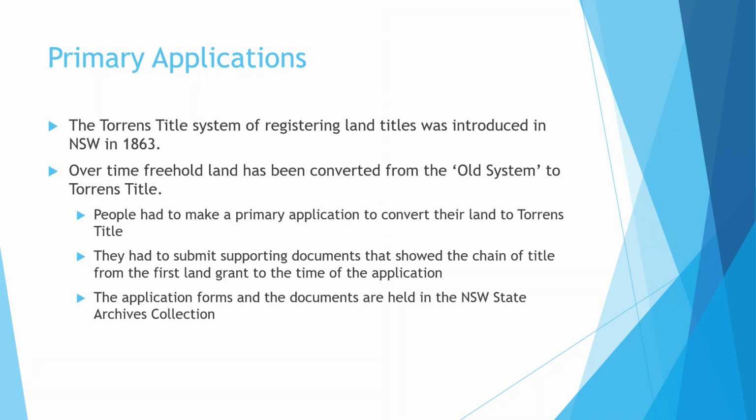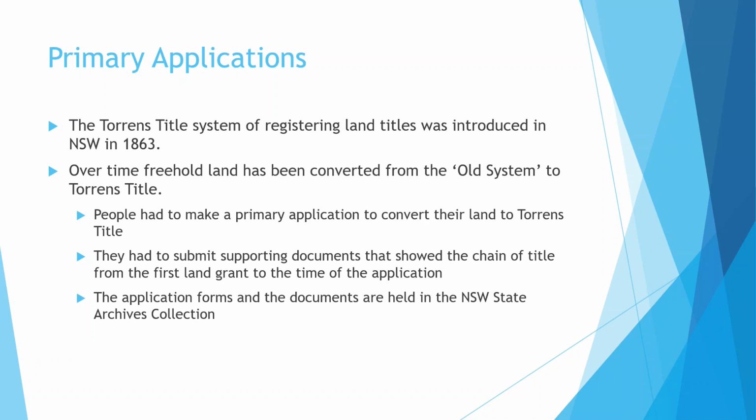Now, back to State Archives. Primary applications. So as I just said to you, Torrens title was introduced in 1863. So before that, what they used to record who owned land was called old system. And so from Torrens title 1863 onwards, they've been converting freehold land from the old system of titling to the Torrens title system of titling. And people had to make an application, a primary application, to convert their land from old system to Torrens title.